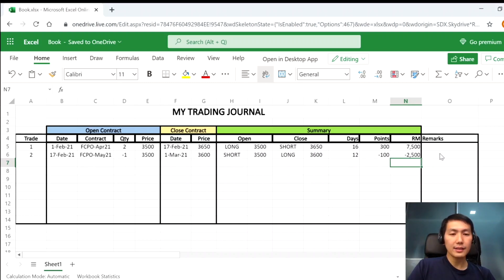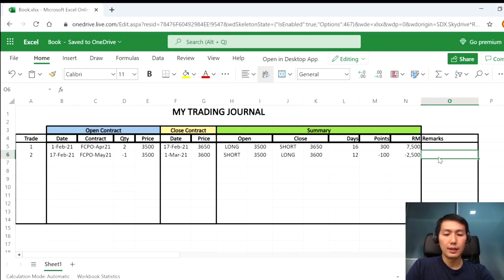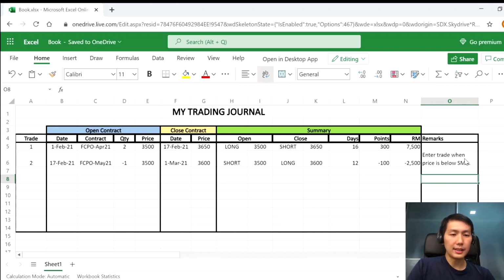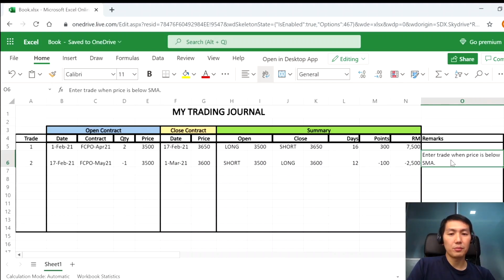On your right-hand side column, there is a remarks column here. This is where you can put down notes, your thoughts and thinking about this particular trade. For example, when you enter this particular trade, you can put: enter trade when price is below my simple moving average value. So this is the kind of note that you can put in this remarks column, as well as any lessons that you have learned from this particular trade.